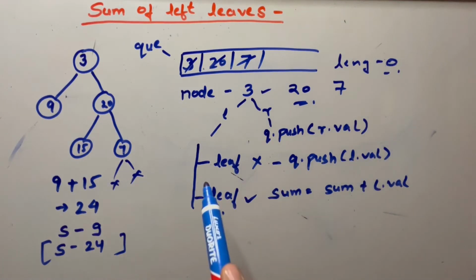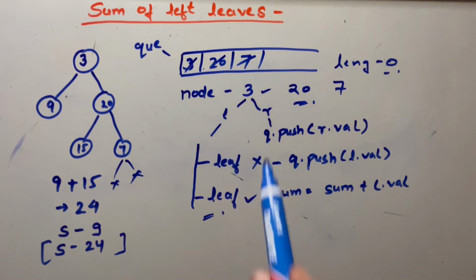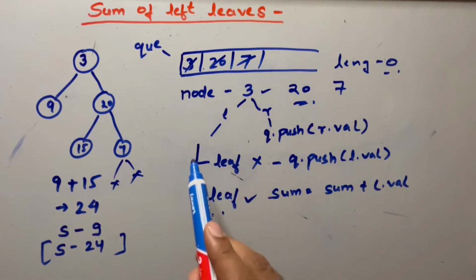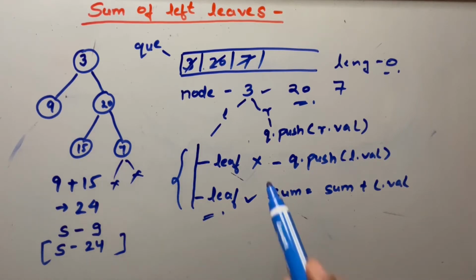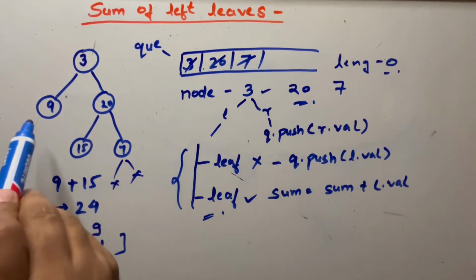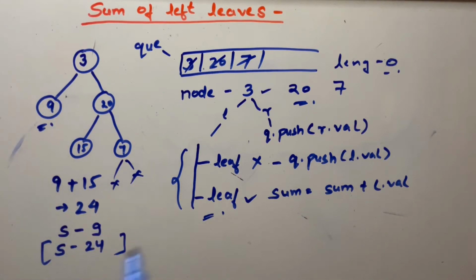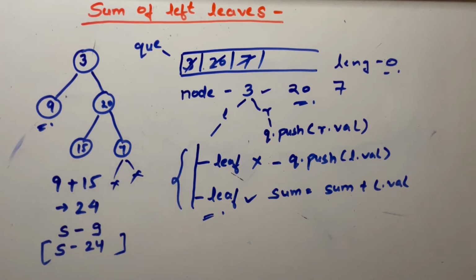But if it is a left node, then for the left node we are going to run these two conditions, in which we check if it is a leaf node, then we add this particular value to the sum, or else we simply enqueue it into the queue. So friends, now let's proceed to code.